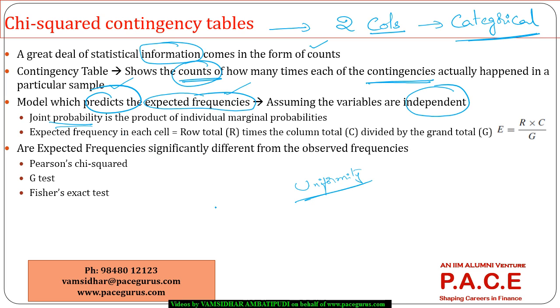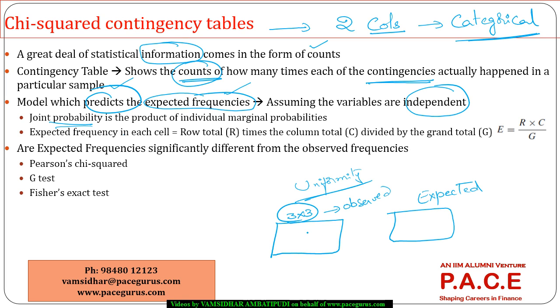So what we have is a contingency table. Here in this case, it's a 3x3 contingency table with the observed values. We also create another 3x3 contingency table with the expected values. Now, to see whether the observed values are significantly different from the expected values or not, we typically use different kinds of tests. Among them, the most common is the Pearson chi-squared test, one of the most heavily used tests. But you can also use a G-test, which we will talk about, and even Fisher's exact test.